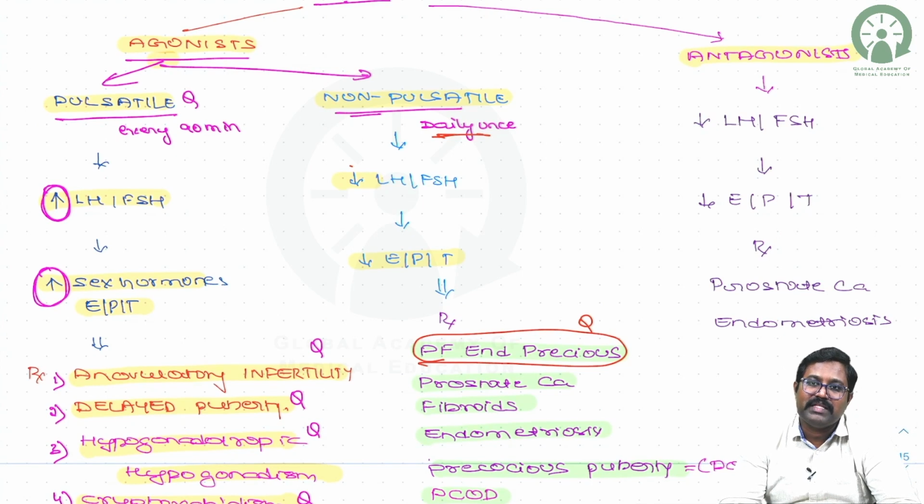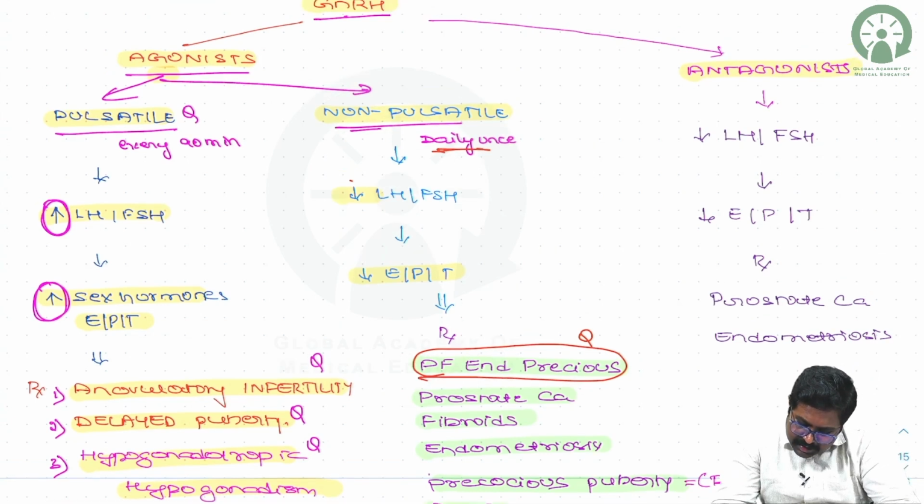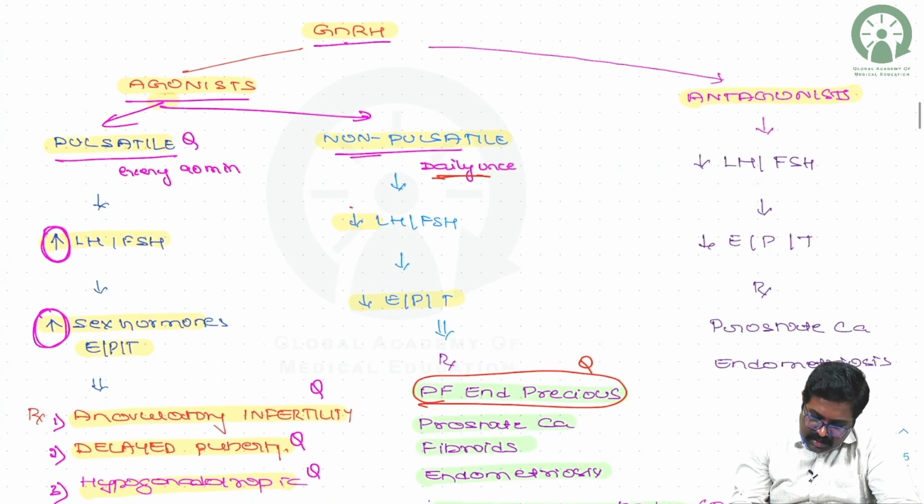So next, coming to the antagonist, the GnRH antagonist. Here the GnRH antagonist will directly produce a decrease in the LH and the FSH, as you can see here. So it will be similar to that of the GnRH agonist when it is given in a non-pulsatile manner. Very important. Again, these uses have been asked many times in your examinations. Please remember this mnemonic so that you can answer it correctly.